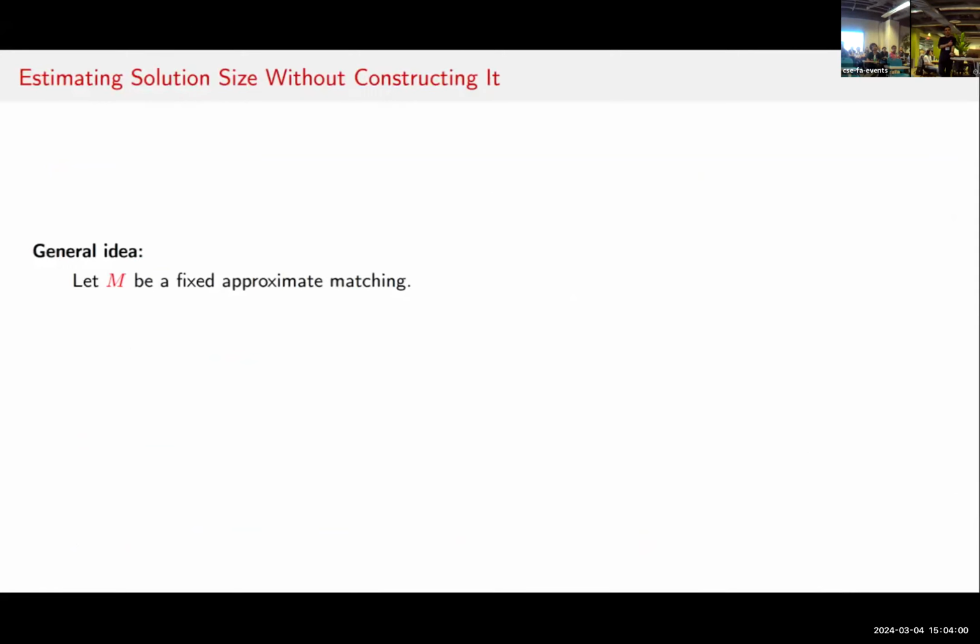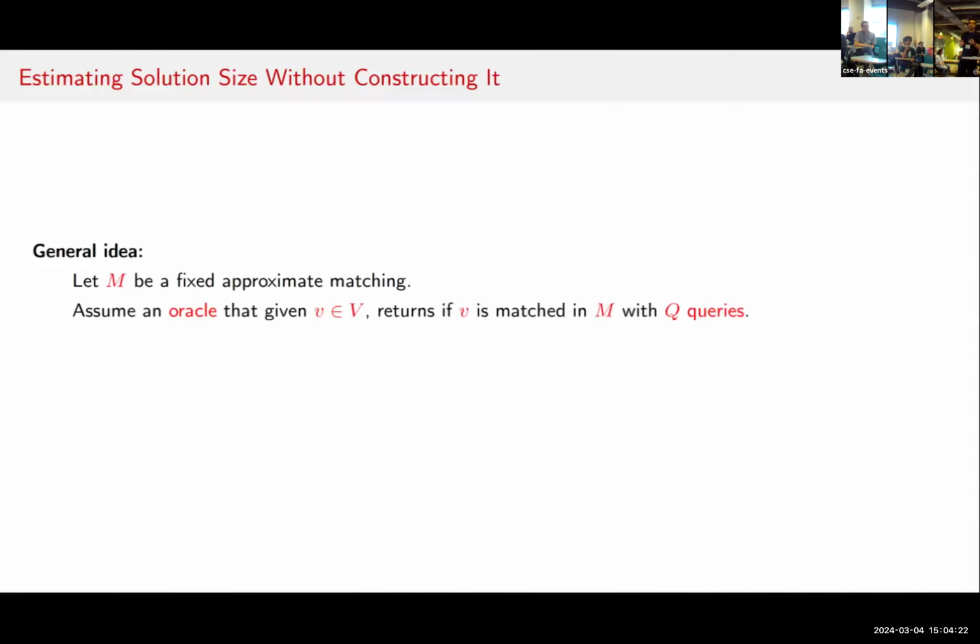Right, so let's see how we can estimate the size of the solution without actually constructing it. So here's the whole framework. Suppose that we fix some matching of the graph. Could be different matchings. We have a choice of an algorithm to fix this matching. We do not know what this matching is, but what we want to do is define an oracle such that given a vertex P, it can tell us if that vertex is matched in M or not.